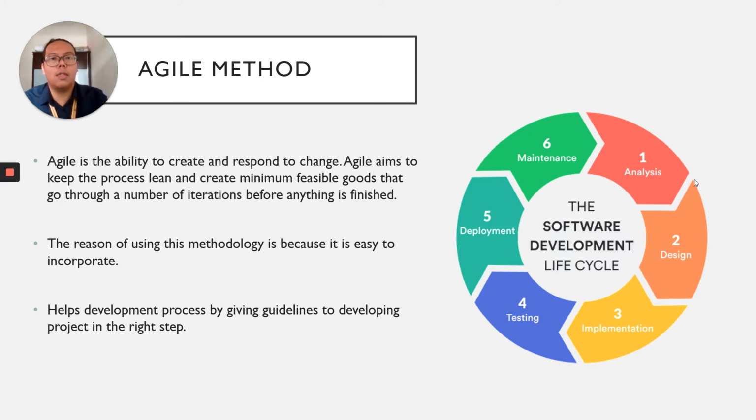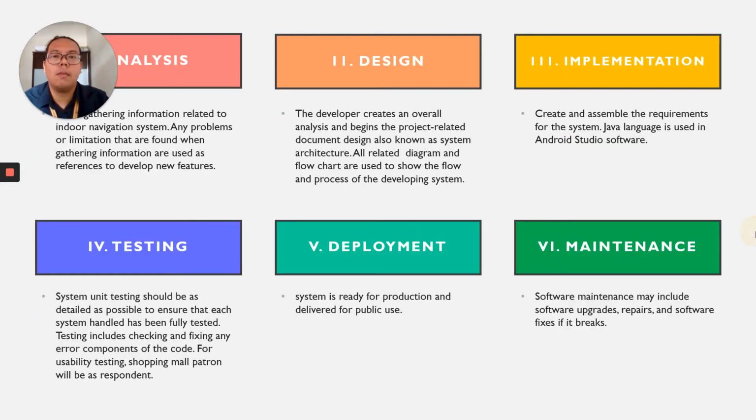So there are 6 phases: the first one is analysis, then design, implementation, testing, deployment, and the last one maintenance. In the first phase, which is analysis, we gather information related to the indoor navigation system, and any problems and limitations found while gathering the information are used as a reference.